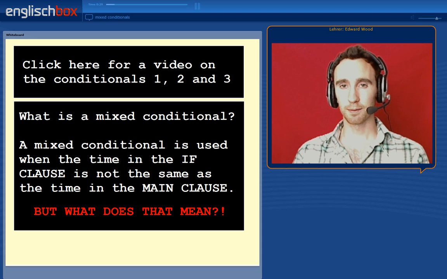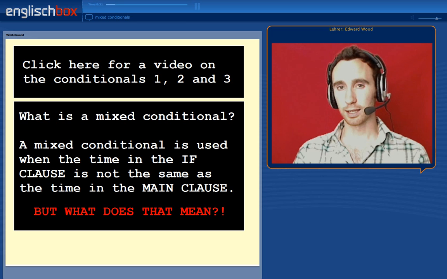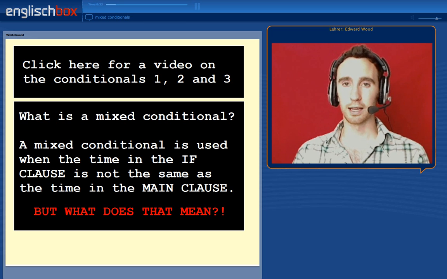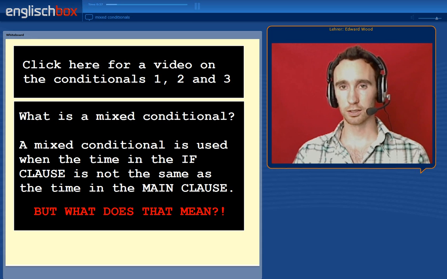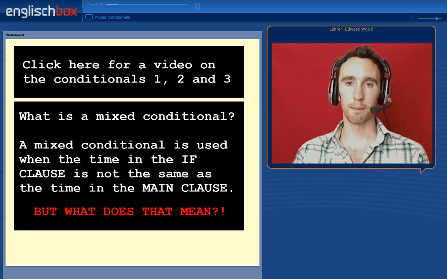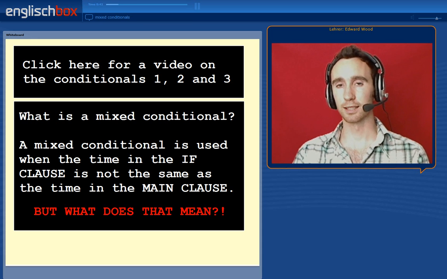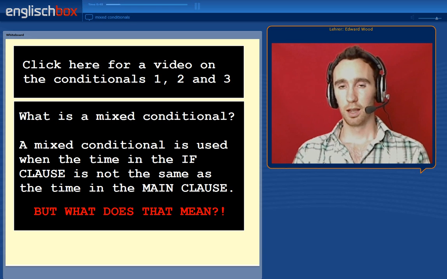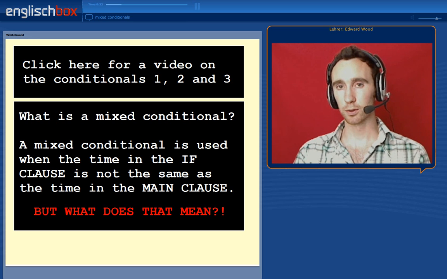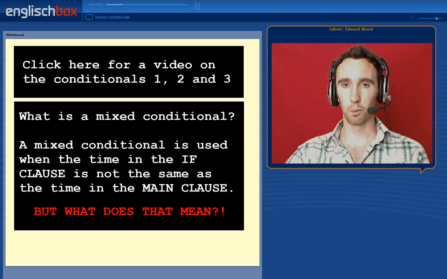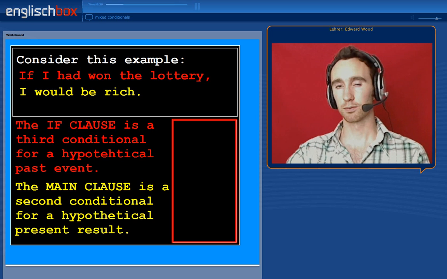If you know these structures, then you can understand a mixed conditional as a mixture of two of the conditionals. That is to say, a mixture normally of the second and third conditional. But when do we use these mixed conditionals? Well, we have to use them when the time in the if clause is different from the time in the main clause. But what do I mean by this?